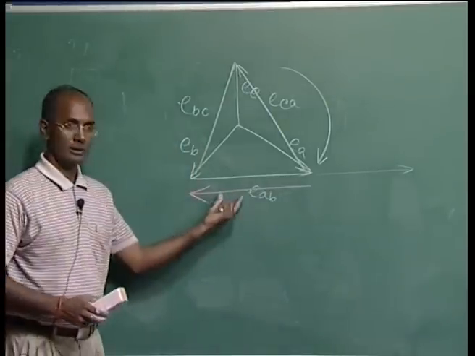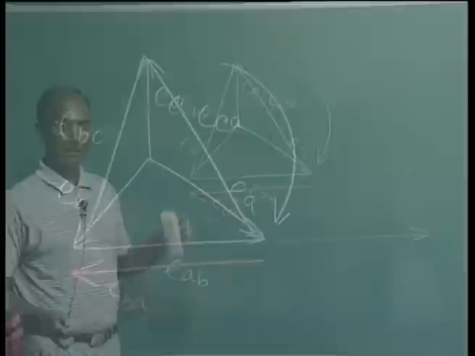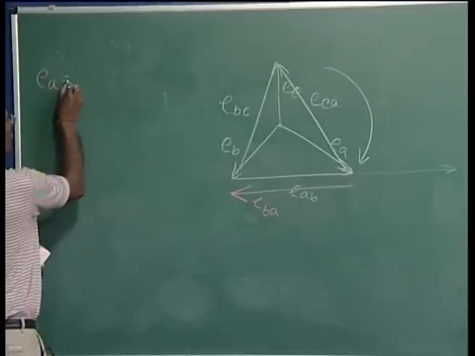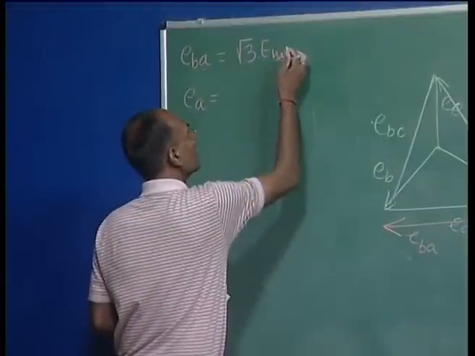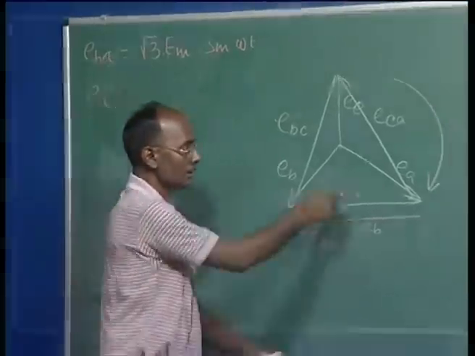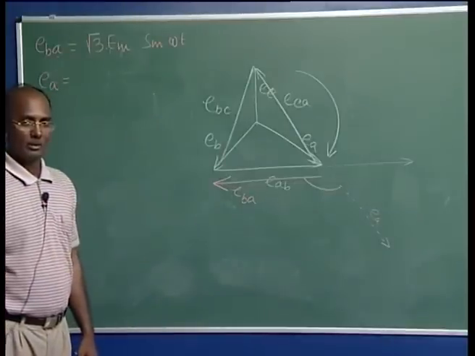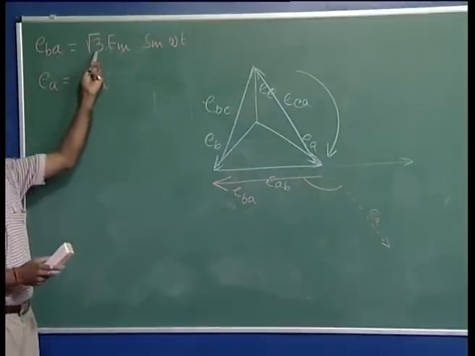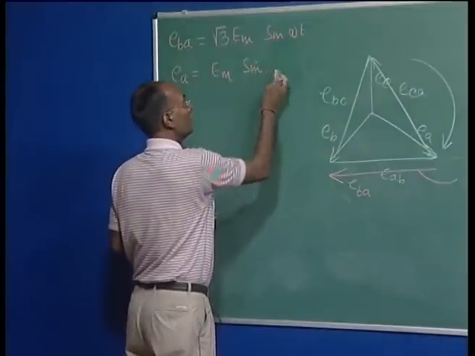Now, with this reference, I want to write the phase voltages first. This is your A. To write the expression for EA, first we can write EBA, which is root 3 times EM sin omega t. Now, for the A phase, the angle between these two will matter. Now I can write it as EM, because the phase voltage is the line to line voltage divided by root 3. So we can write EM sin omega t.